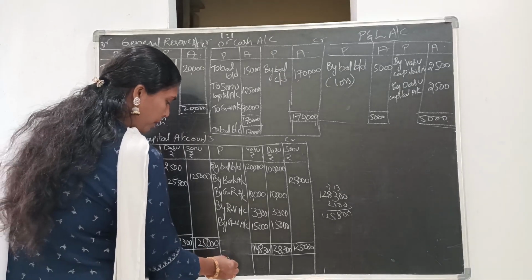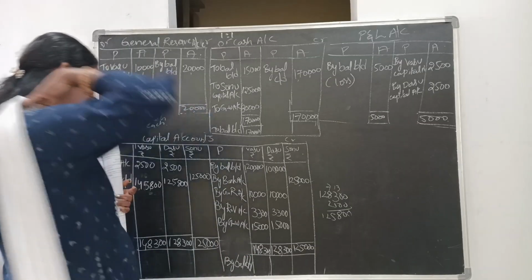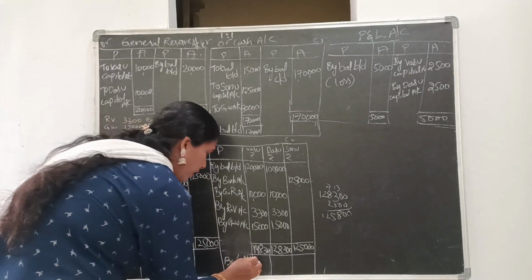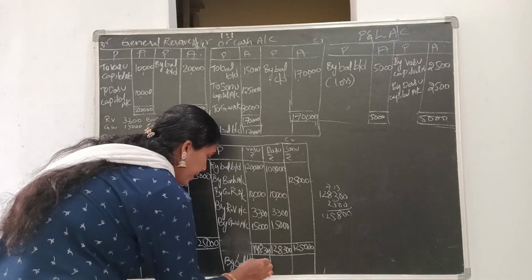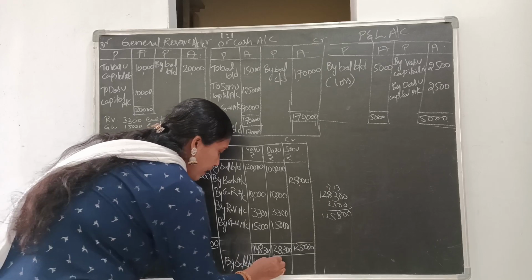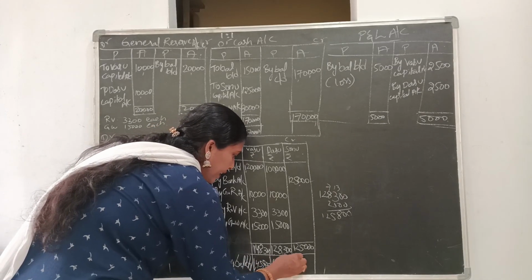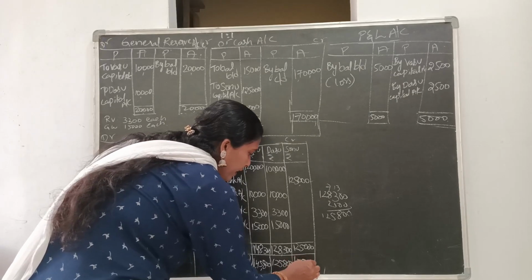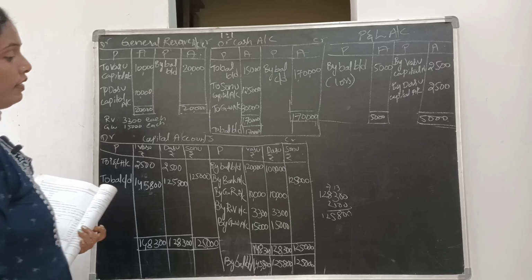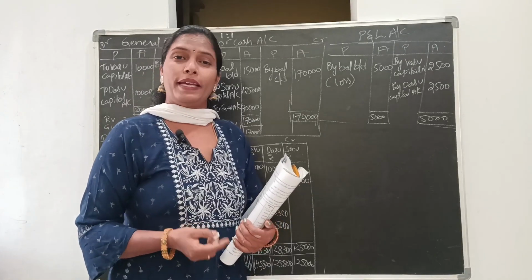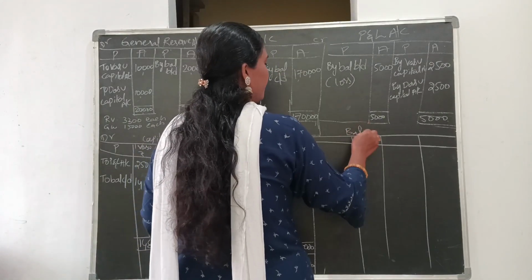So now balance brought down. Brought down this adjusted capital 1,45,800, and 1,25,800 and 1,25,000. Okay, this is the adjusted capital. So now we will prepare the balance sheet. So draw the format of the balance sheet.